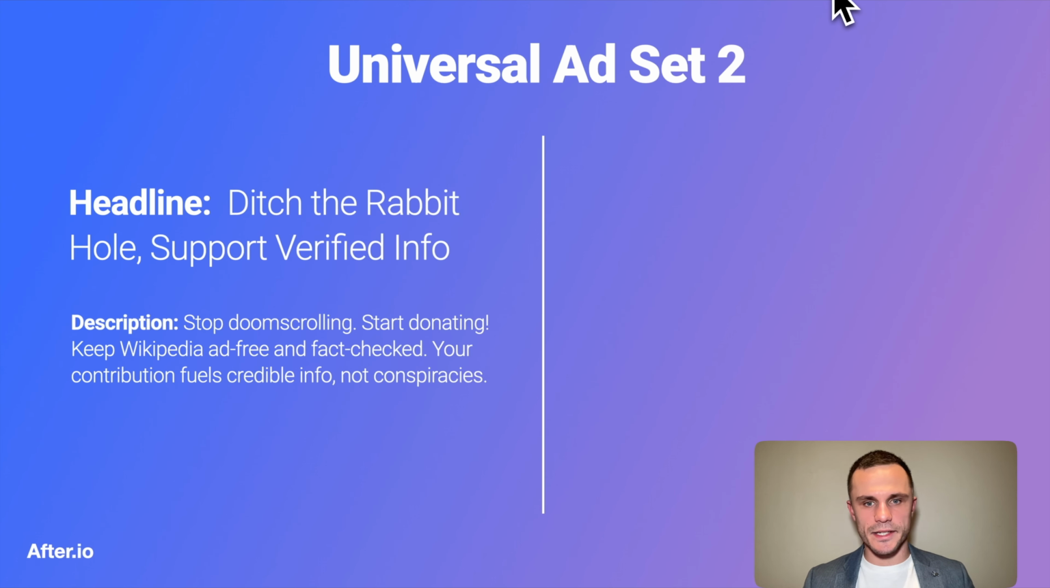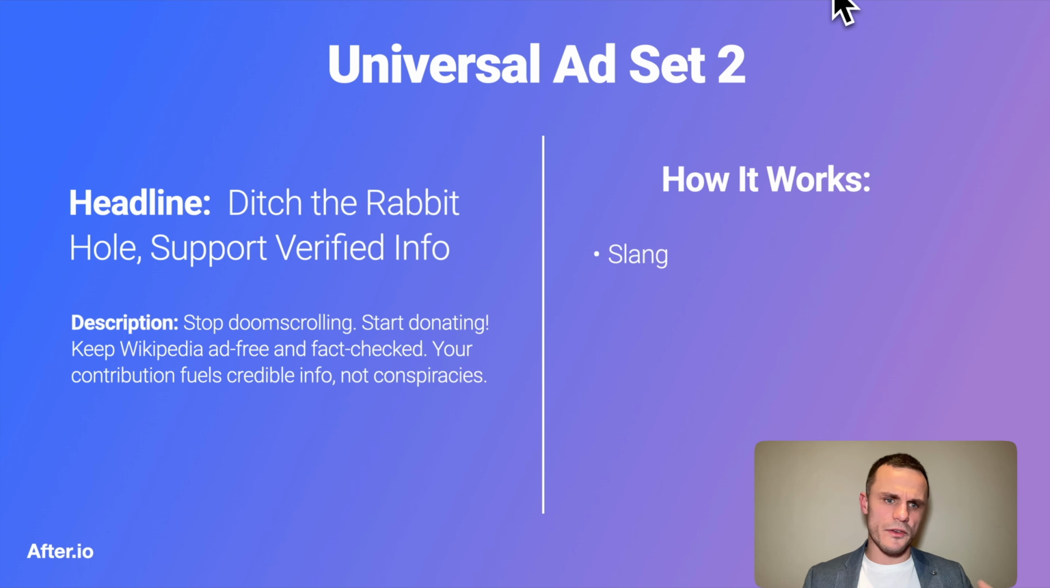Let's check ad set number 2. Teach the rabbit hole, support verified info. Stop doom scrolling, start donating. Keep Wikipedia ad-free and fact-checked. Your contribution fuels credible info, not conspiracies. So how it works. First, slang. Teach the rabbit hole, support verified info. So we can see that it targeted more at, like Gen Z type of customer audience that uses informal language.